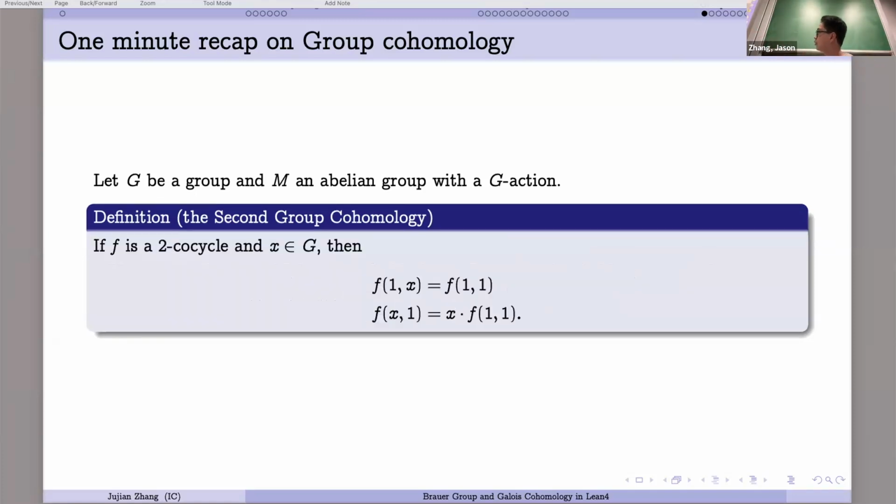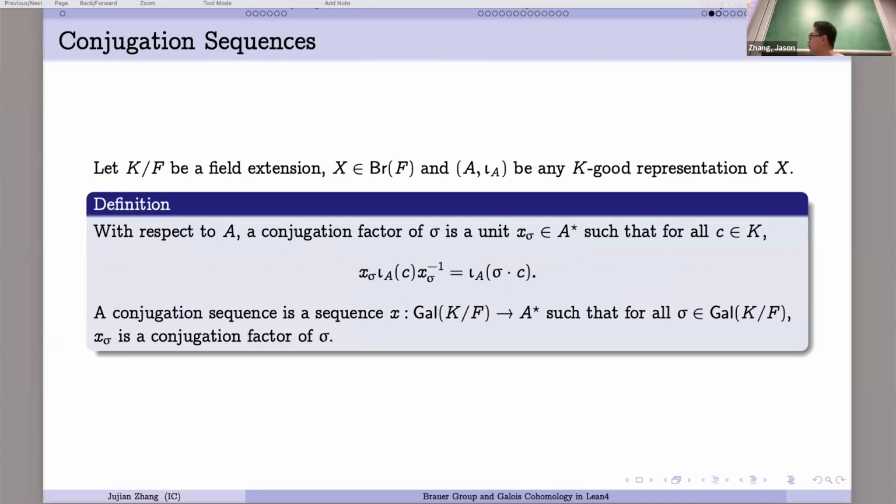And some standard facts: if F is a 2-cocycle, then for any element x in G, F(1,x) is equal to F(1,1), and F(x,1) is equal to x acting on F(1,1). And now we are going to slowly turn relative Brauer groups into a second cohomology group.